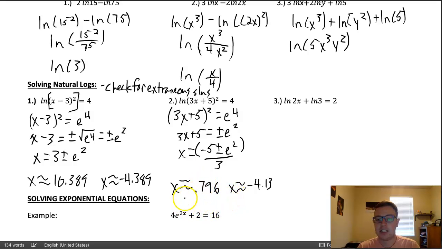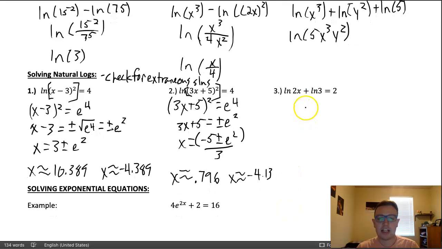Again, to test these are extraneous solutions, just substitute them back in. What is ln of, remember, we have our brackets around here, 3 times 0.79 plus 5 squared? Put that in. Should be approximately 4. And what about negative 4.13 times 3 plus 5 squared? That should be approximately 4 again, so we're good to go.